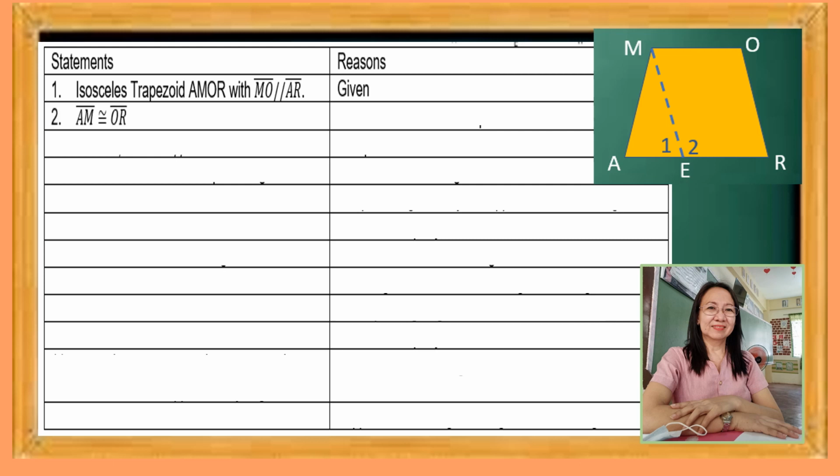Segment AM is congruent to segment OR. This is by definition of isosceles trapezoid. Then from M, draw ME such that ME is parallel to OR and E lies on AR. This is using the postulate that two points determine a line.